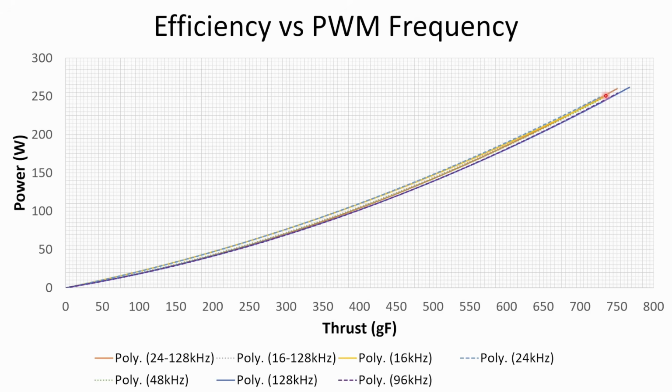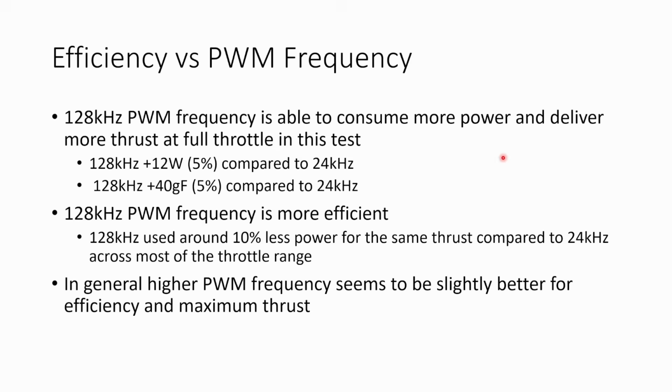But when we look at the same test at 128 kHz, the maximum thrust delivered was much higher, as much as 760 grams or so. So what we can tell from this is that a 128 kHz PWM frequency on the F55 Pro is able to consume more power and deliver more thrust at full throttle in this test compared to 24 kHz. In fact, we consumed about 5% more power, an additional 12 watts, and delivered about 40 more grams of thrust, again about 5%, compared to 24 kHz.